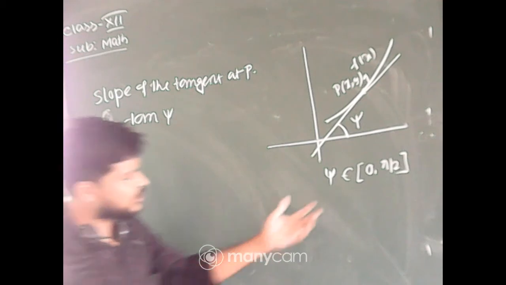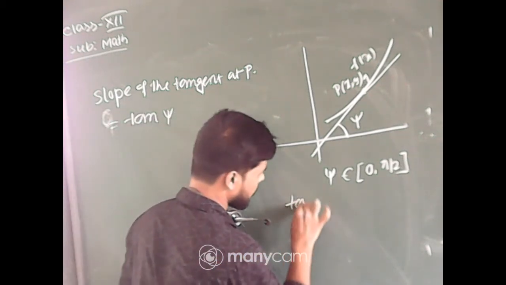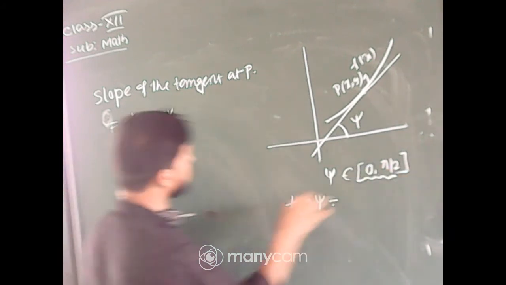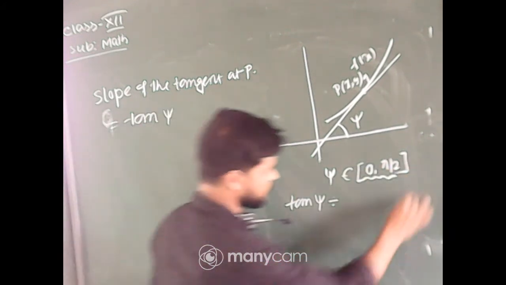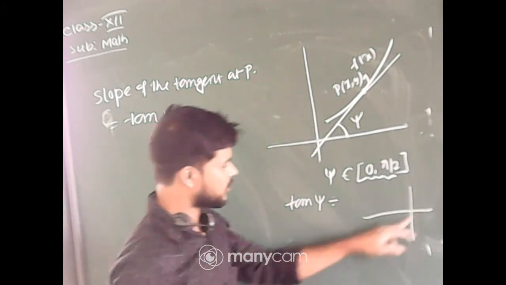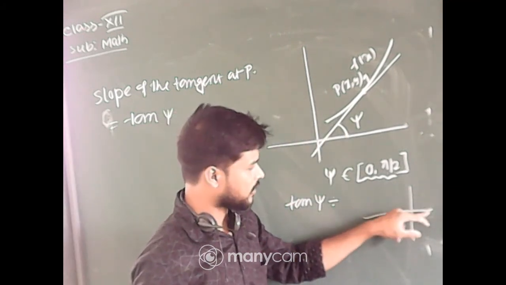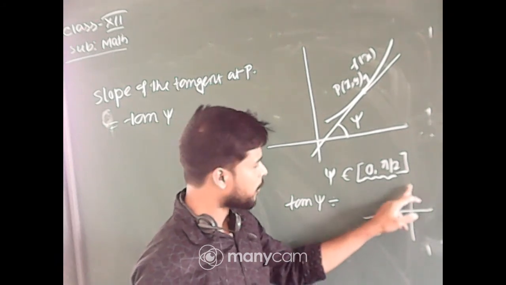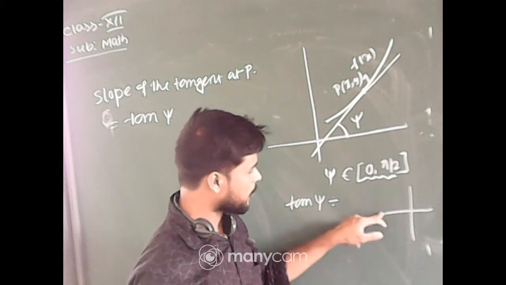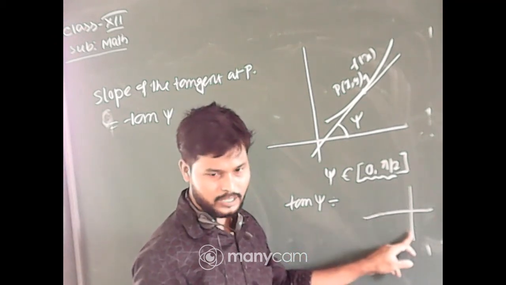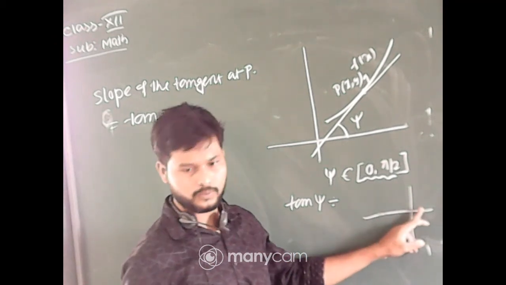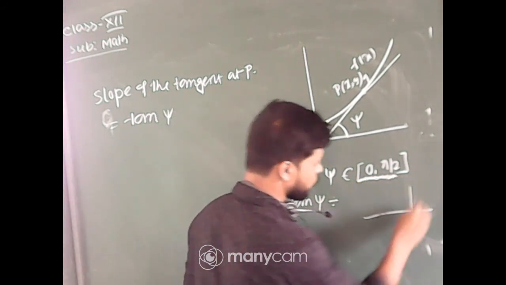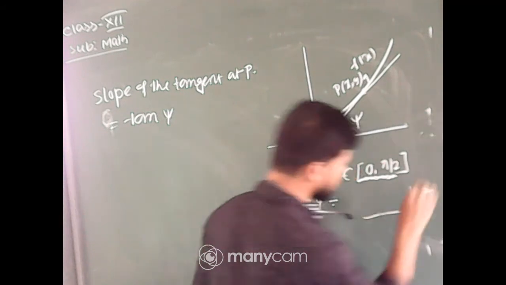Okay, and what is the value of tan psi when psi belongs to this interval? Actually, on the first quadrant, if I draw the quadrants, this is the first quadrant where the range of the angle is 0 to pi by 2. On the second quadrant, pi by 2 to pi, and third quadrant, pi to 3 pi by 2, and this is 3 pi by 2 to 2 pi. So if the range of psi is 0 to pi by 2, that means the point is in the first quadrant.